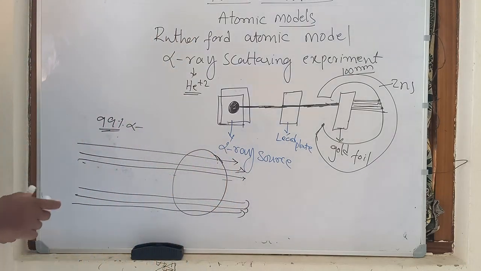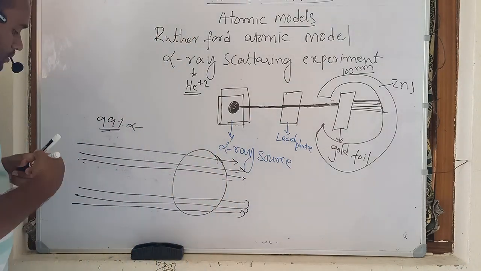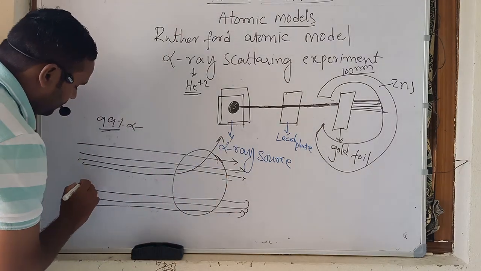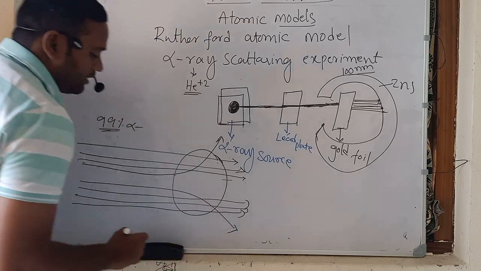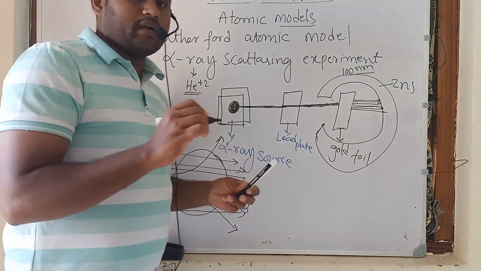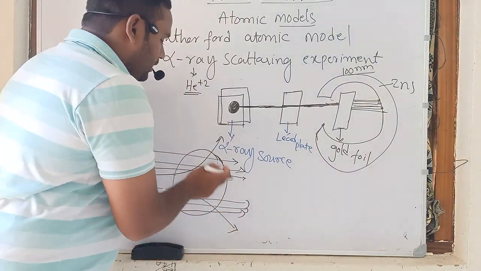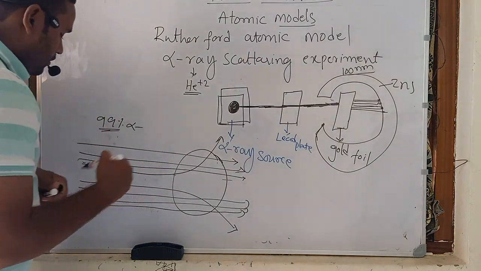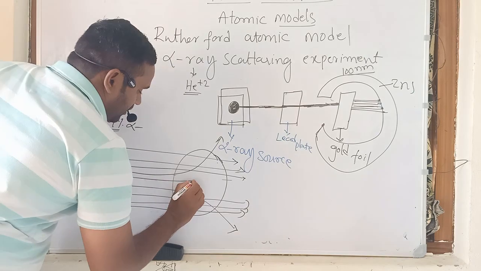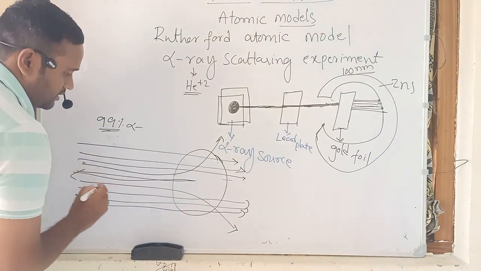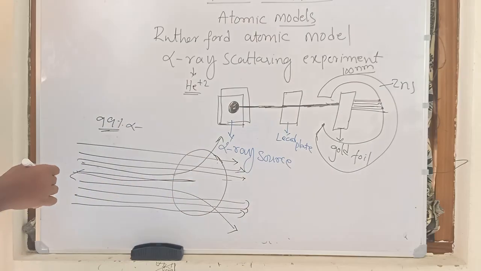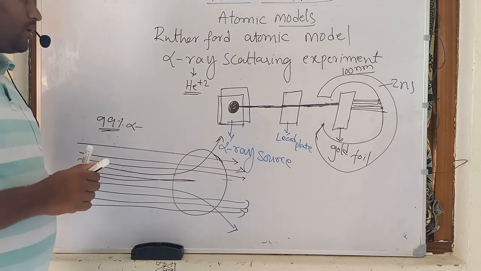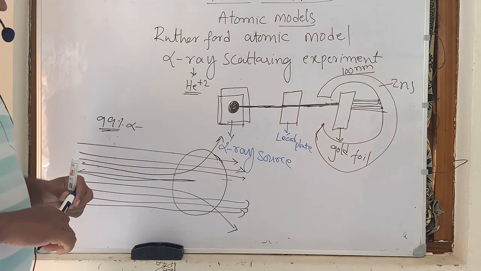And what is the second observation he made? Only a few of the alpha particles are deflecting from their path with slight angles, and 1 in 20,000 alpha particles is exactly bouncing back. So these are the observations made by Rutherford in the alpha ray scattering experiment.